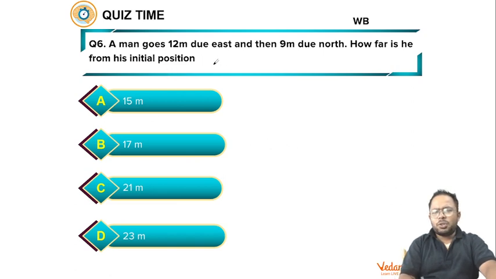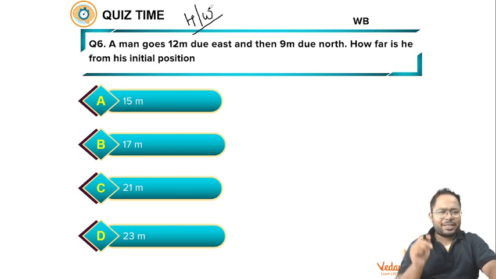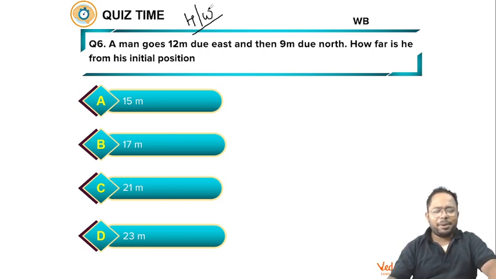A man goes 12-meter due east and then 9-meter due north. How far is he from initial position? Now this one I would request everyone to get it solved very quick in your notebook and write the answer in the comment box. So I want to know the answer of this question from you in the comment box.